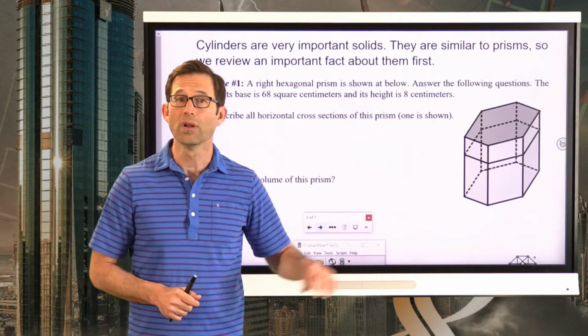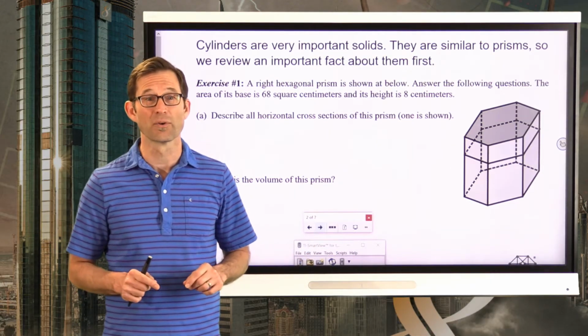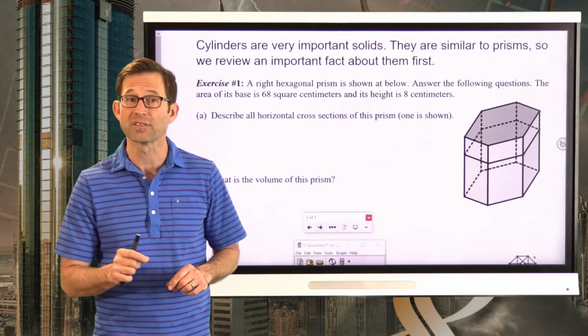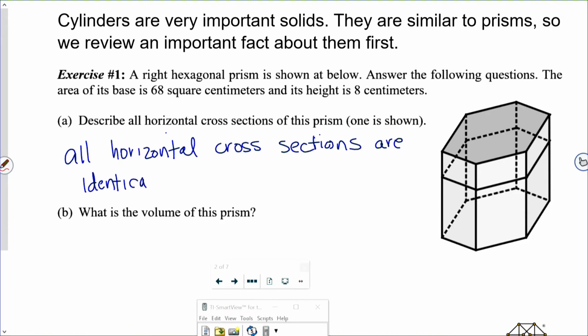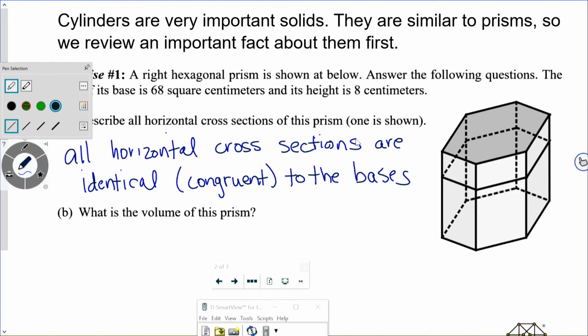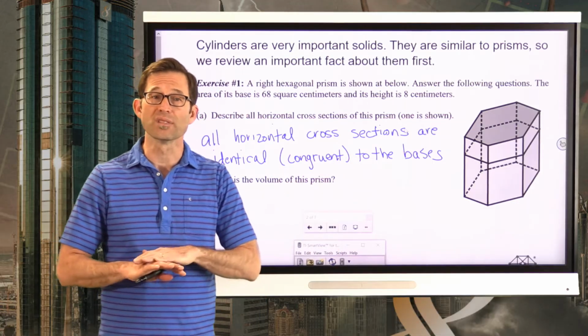Well, every horizontal cross section of this right prism, and this is true of all prisms, every horizontal cross section is identical, or, using some good geometry, congruent to the hexagonal base. So all horizontal cross sections are identical, congruent, let's say, to the bases. All right. So, in other words, it wouldn't matter where I sliced this. As long as I sliced it horizontally, I would see exactly the same slice.